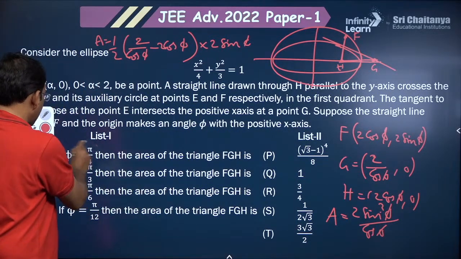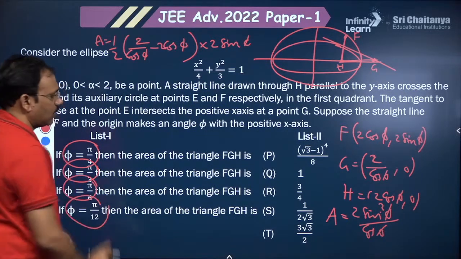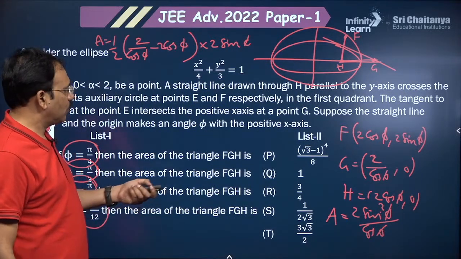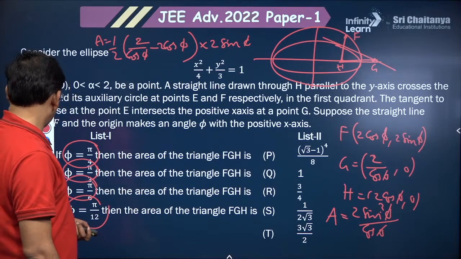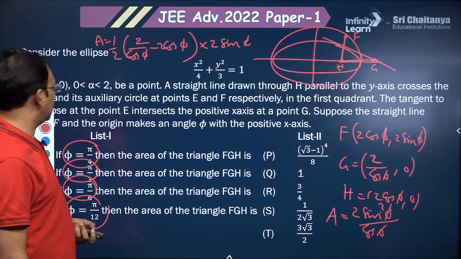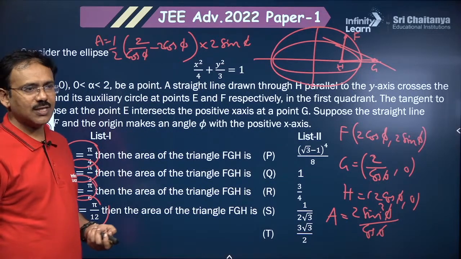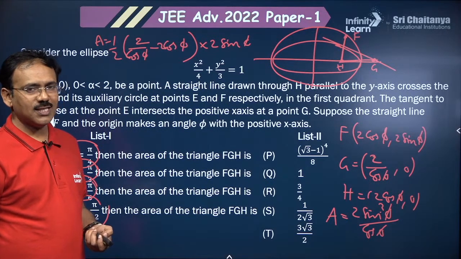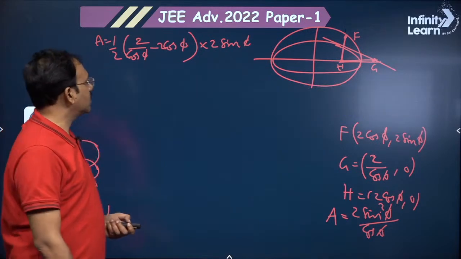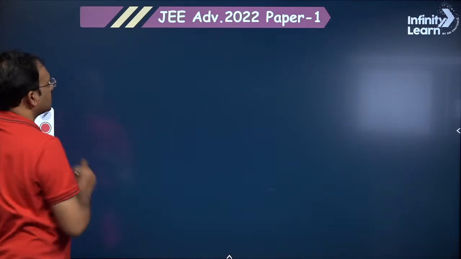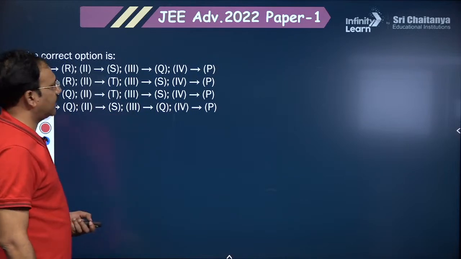He is asking various cases, phi is pi by 4, pi by 3, pi by 6, pi by 12. What you need to do is substitute these values in that particular expression. So you need to match the things, and here you will get the answer to be C option, right. So just you will get the Q, T, S, P combinations, so you will get the answer. So dear students, this is going to be C option here, right.